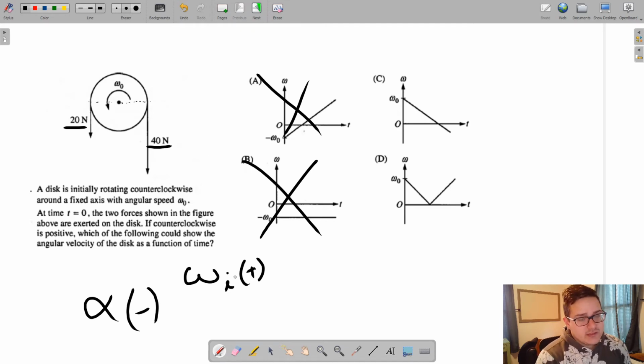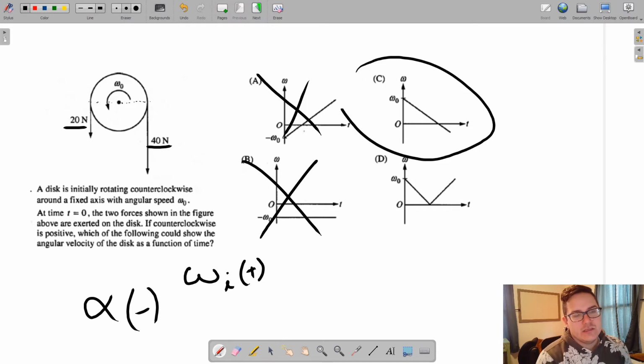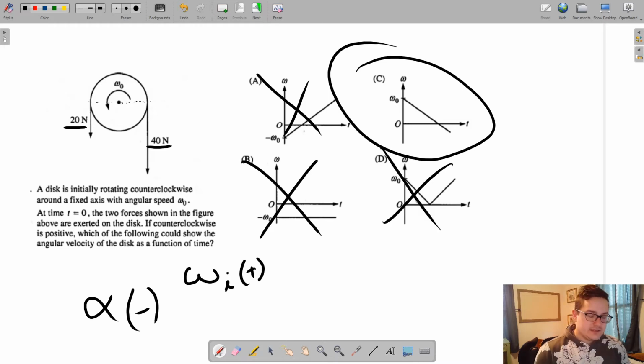So which one of these has a negative slope the entire time? And that would be C right here. This one we would say if my object was slowing down, stopping, and then speeding up again in the positive direction. So that's not going to get us there.